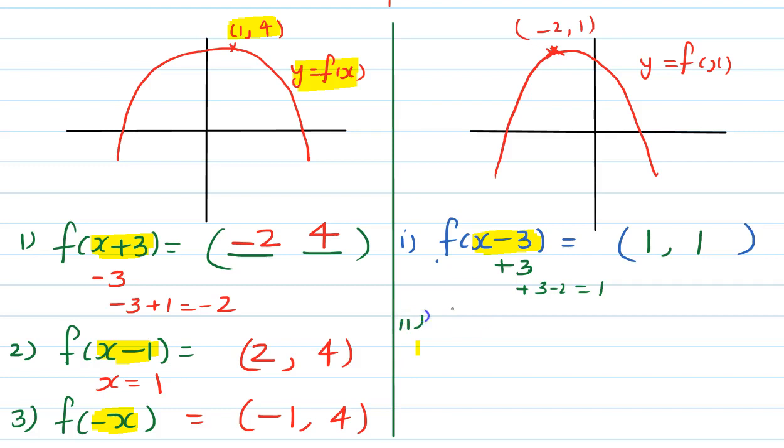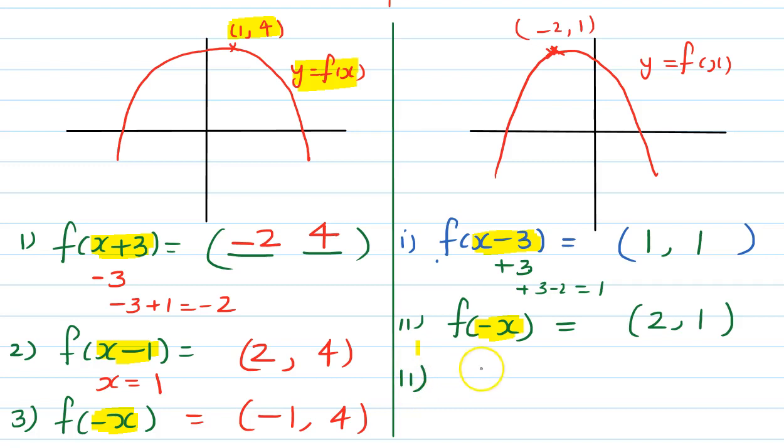Now the next one is f of minus x. Is it inside the bracket or outside the bracket? Yes, it is definitely inside the bracket. Inside the bracket, x changes sign. It is minus 2 here, so it will change into positive, that is (2, 1).